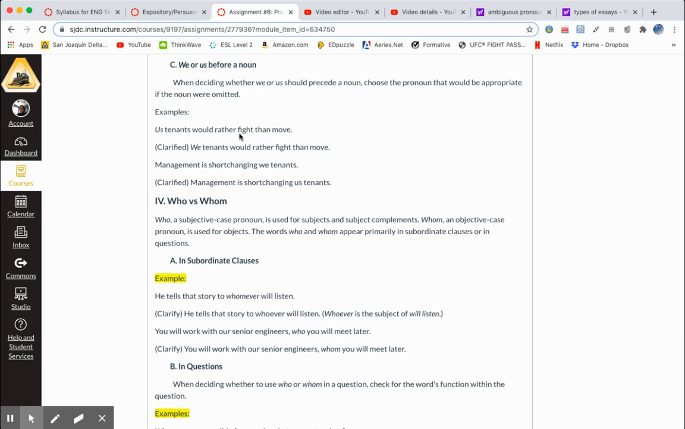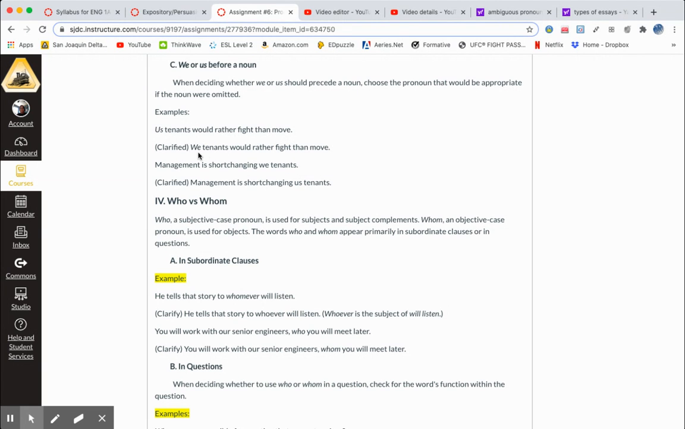And let's look at C, we or us before a noun. When deciding whether we or us should precede, or come before, a noun, choose the pronoun that would be appropriate if the noun were omitted. So again, you'd strip away part of it to determine what word to use. Okay. Examples. Us tenants would rather fight than move.